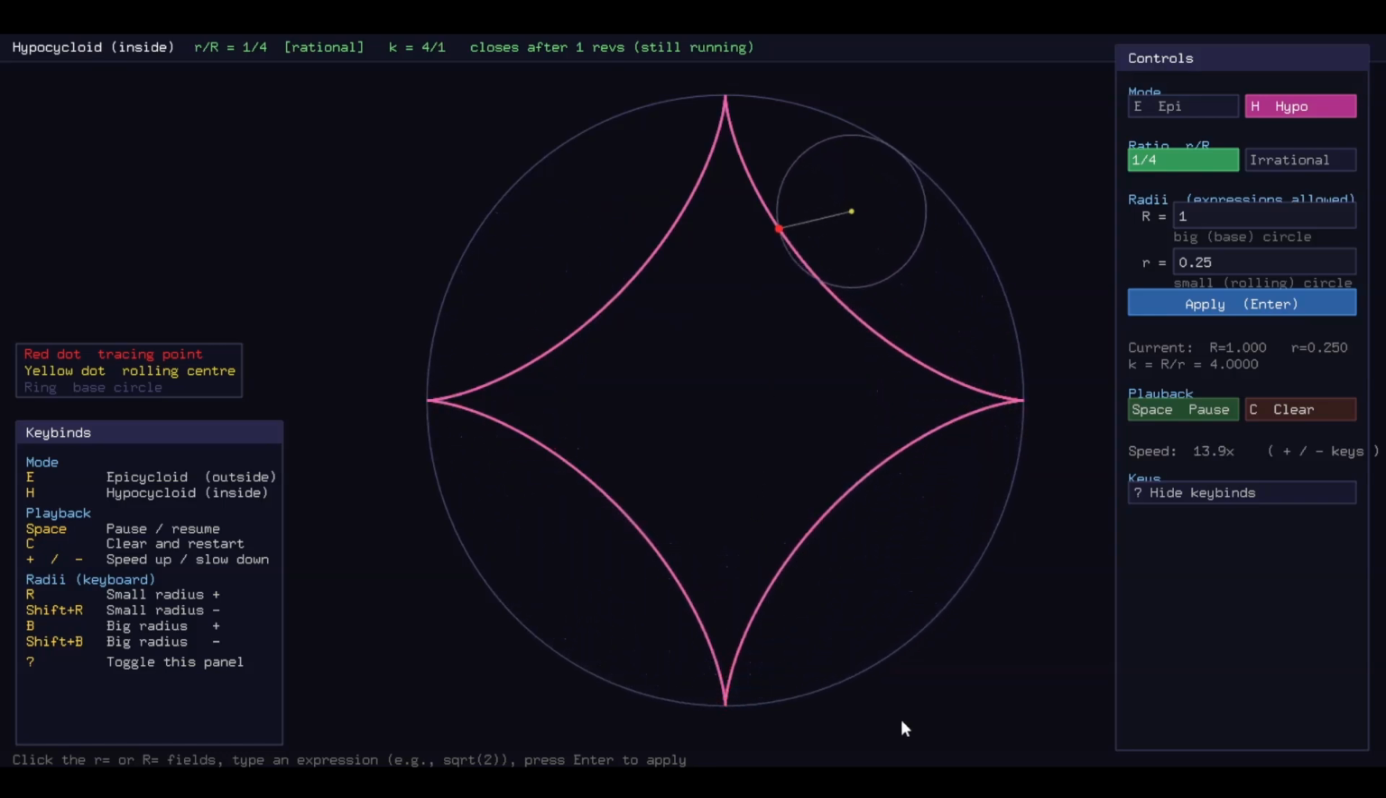Now, what if I tell you we can make a general equation for all of these distinct figures, just like how we can make a general equation for any line with y equals mx plus b, to map out exactly how this red point moves as a smaller circle rolls around. It might seem difficult, but it's actually pretty simple.